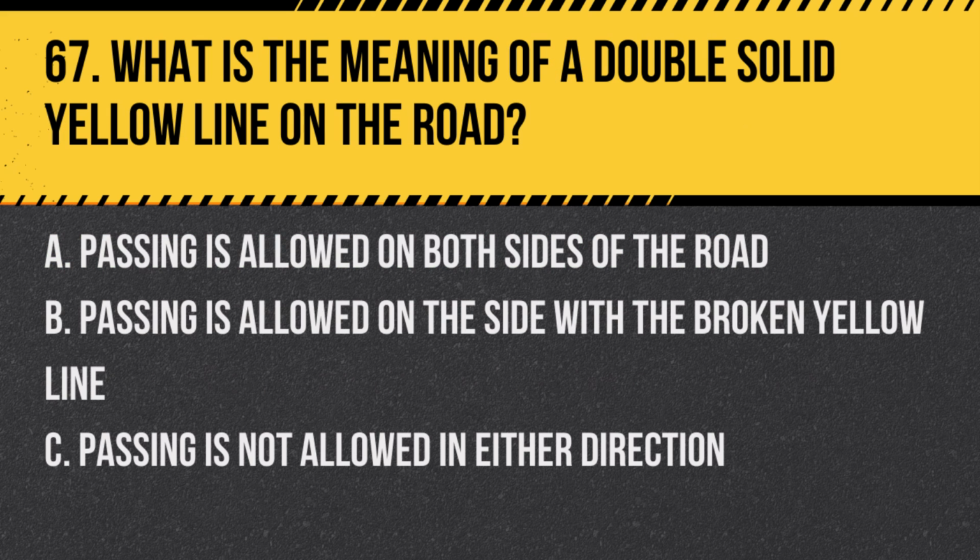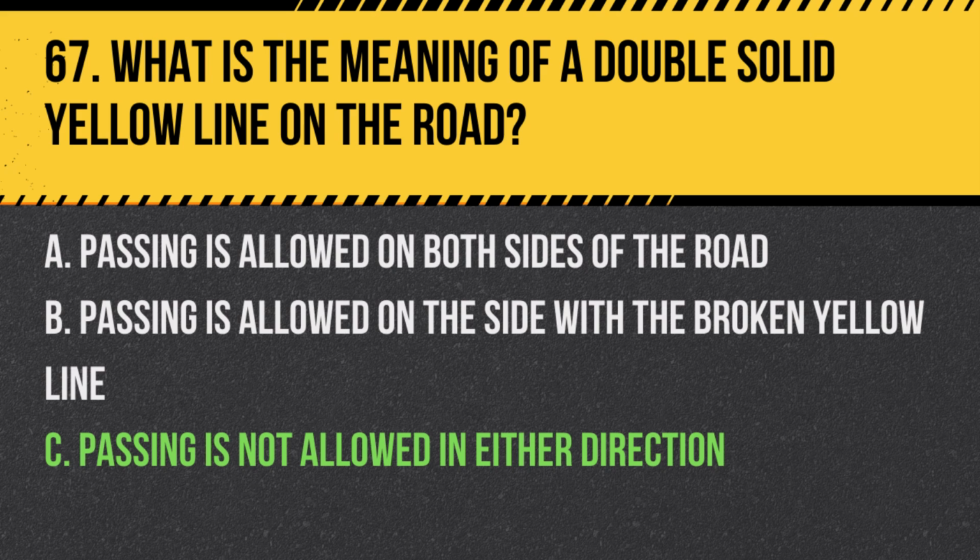Question 67. What is the meaning of a double solid yellow line on the road? A. Passing is allowed on both sides of the road. B. Passing is allowed on the side with a broken yellow line. C. Passing is not allowed in either direction. Answer: C. Passing is not allowed in either direction.